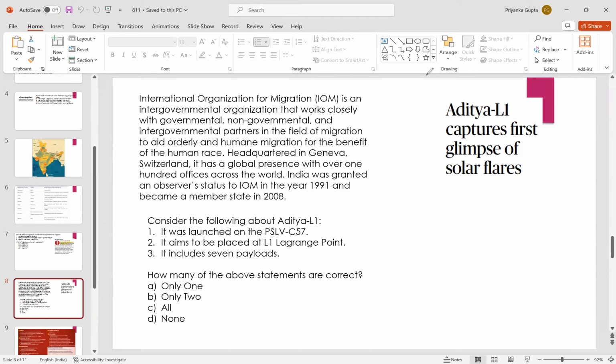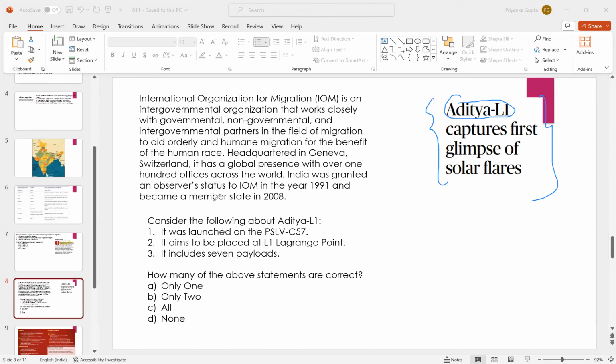Why this question? Because of this article present in The Hindu today, which talks about Aditya L1. Consider the following about Aditya L1. It was launched on the PSLV C57. It aims to be placed at L1 Lagrange point. It includes 7 payloads. I would consider this a difficult question, especially if you haven't read the current affairs properly. However, here all the 3 statements are again correct. The answer to this question is C. Let us read about the mission in more detail by going to the next slide.